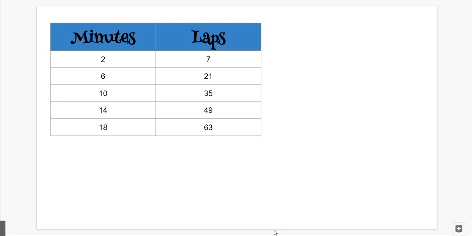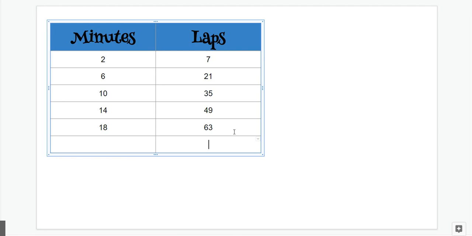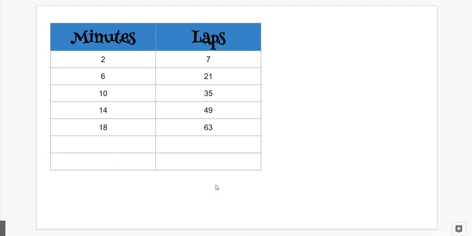Hey guys, so quick tutorial on ratio tables. So I'm starting off with something like this, and I want to be able to continue my table, let's say 2 more rows. First thing I want to do with something like this is find my unit rate.